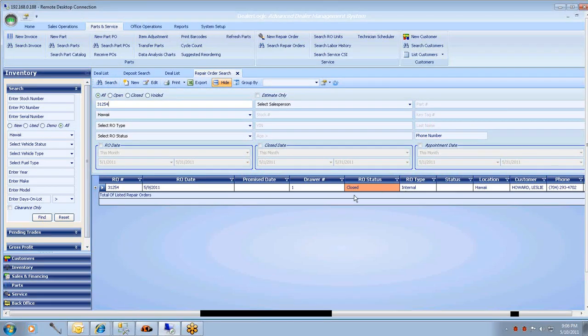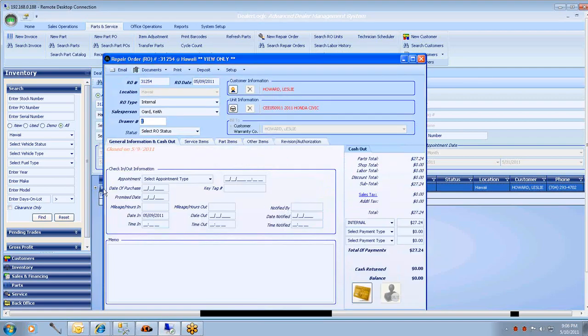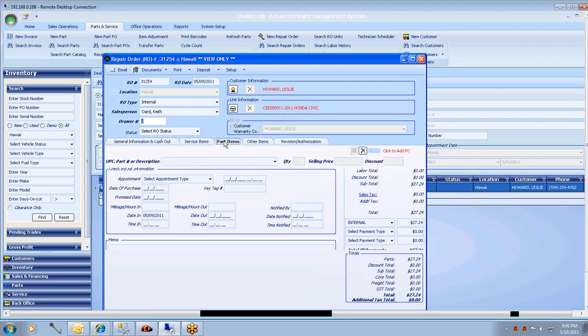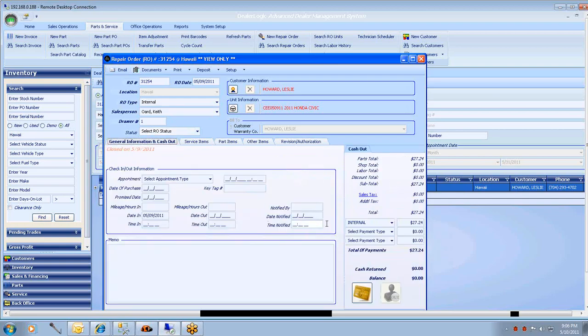This was an internal repair order that was created for the items that were going to be sold in the deal. Notice my repair order type is internal, my customer name, my piece of inventory. When I go to my parts inventory tab, it was a hitch and a mud dauber that was part of this particular deal. So the customer is not going to be charged any extra expense. He's not going to pay me. We are going to charge this back to the unit, if you will. So in my General Information Cash Out tab, I'm going to close this with an internal.